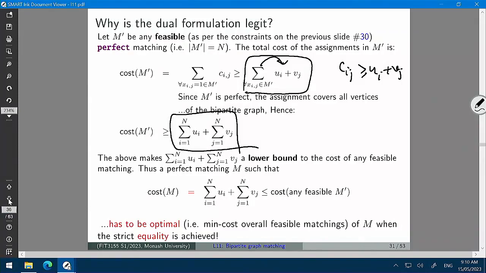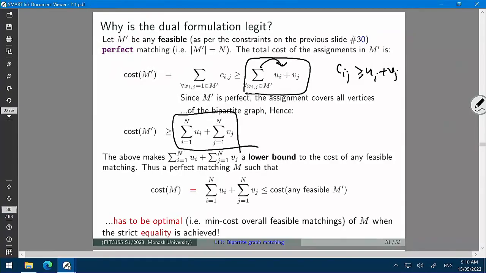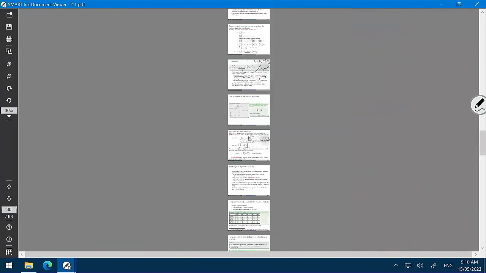So if I had, maybe it's easier if I have a concrete example. We said 1, 3, 2, 2, 3, 1 in that previous example, right?